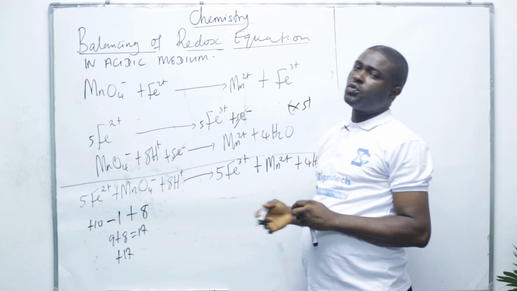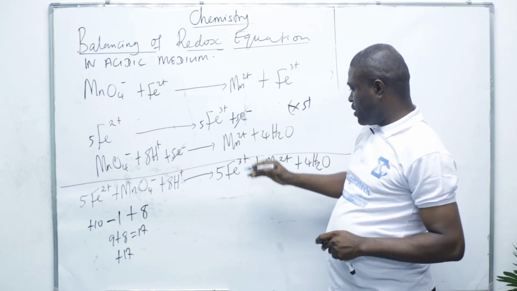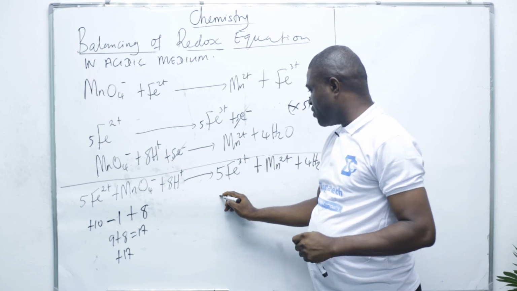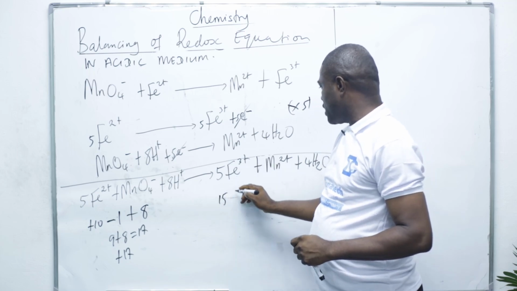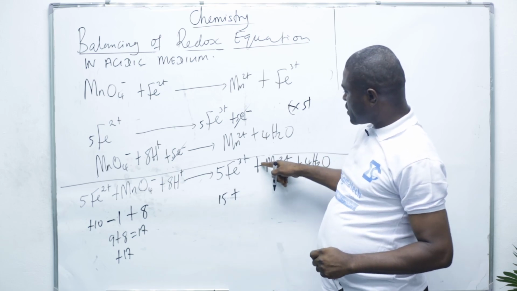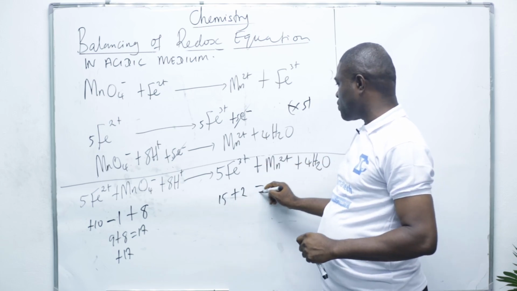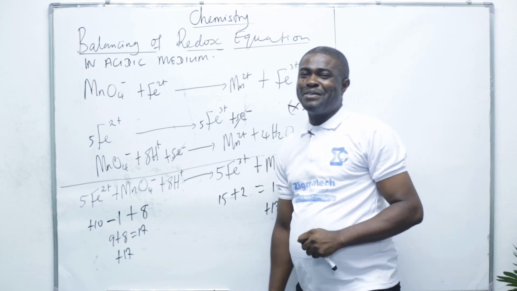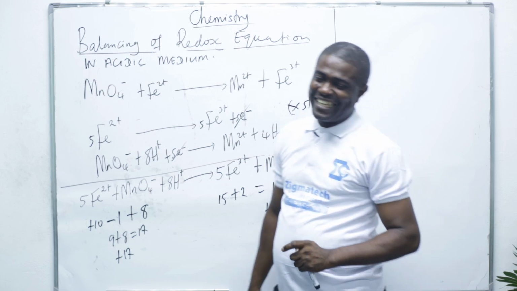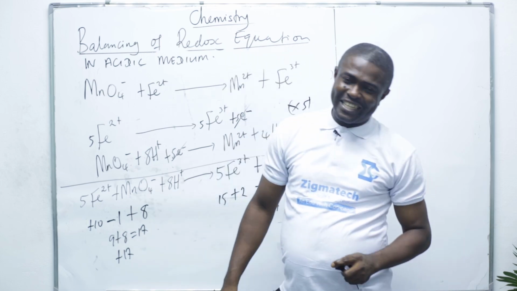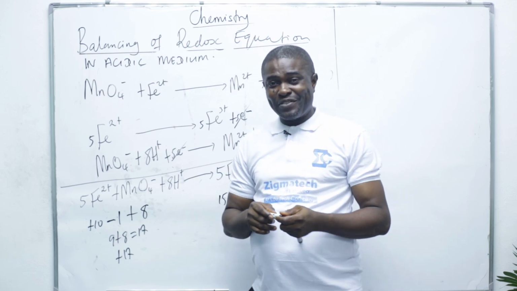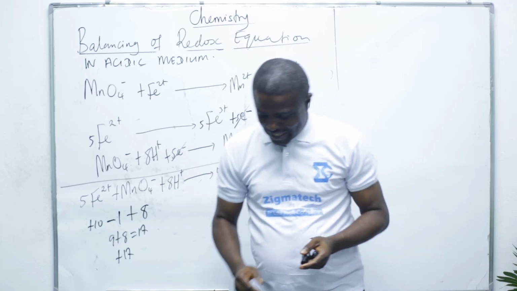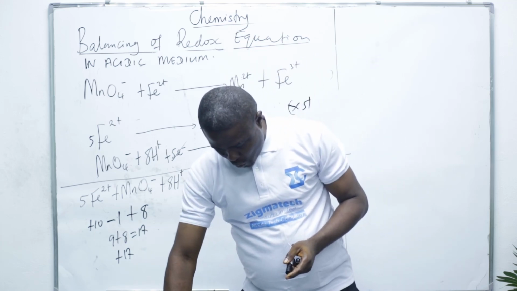So let us see what we're going to get at my right hand side. Plus 3 multiplying 5 will give me plus 15. Then positive 2 times 1 is 2. So 15 plus 2 is equal to what? 17. Which means I have plus 17. What have you observed? Both sides are balanced in terms of charges and in terms of what? Atoms. In terms of charges and in terms of atoms. Okay, we are done with that.